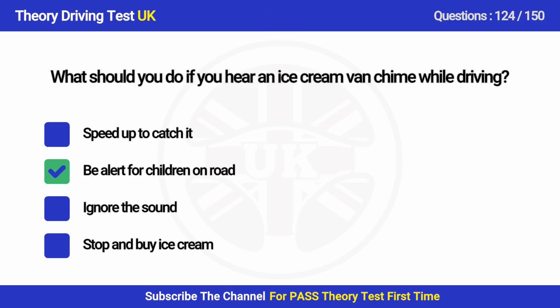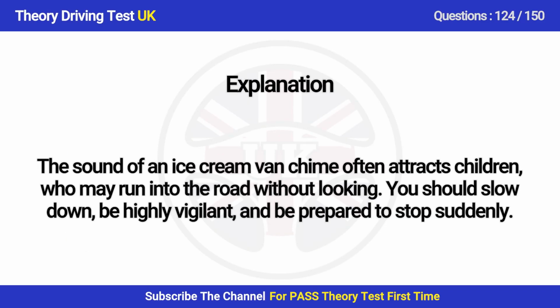Answer is B. Be alert for children on road. The sound of an ice cream van chime often attracts children, who may run into the road without looking. You should slow down, be highly vigilant, and be prepared to stop suddenly.